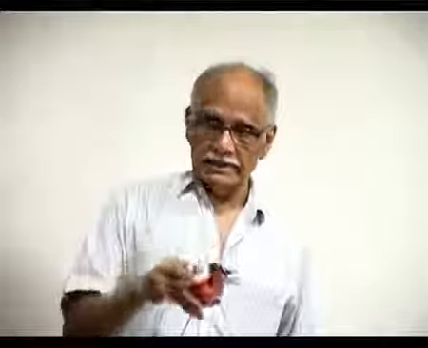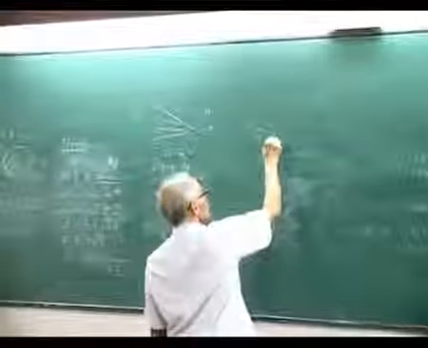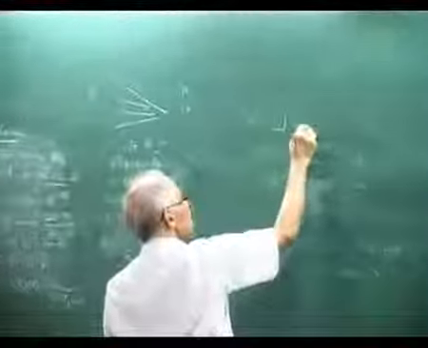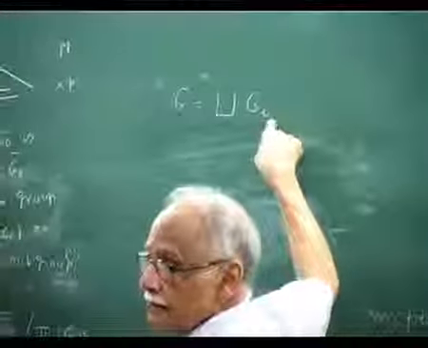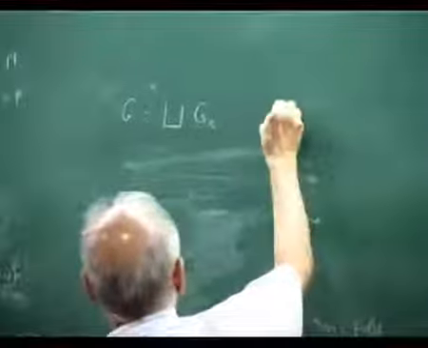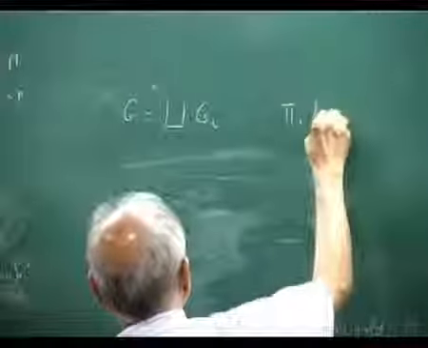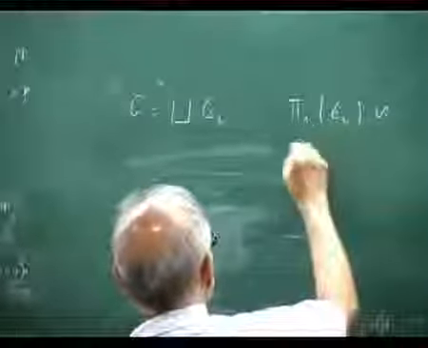In the Lie group case, you can write G as a union of Gi. G0 is the connected component. But then one can easily show that pi 1 of Gi is independent of i.